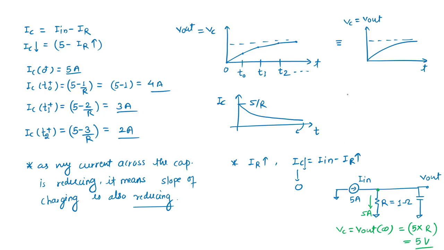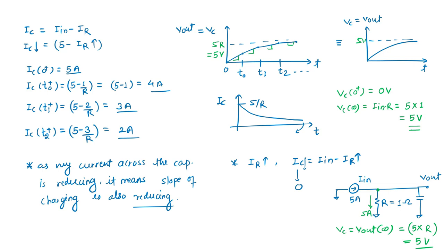Okay, so simply we can see what this is. VC at 0 positive is your 0 volt. VC at infinity is nothing but I in times R, which comes to be 5 here, and R is your 1, so it is 5 volt. So it can be now like 5R. Okay, so here it is 5 volt. So what we can see, the slope here is different at every coming instant, the slope is reducing. Okay, so this is the final discussion for this question.